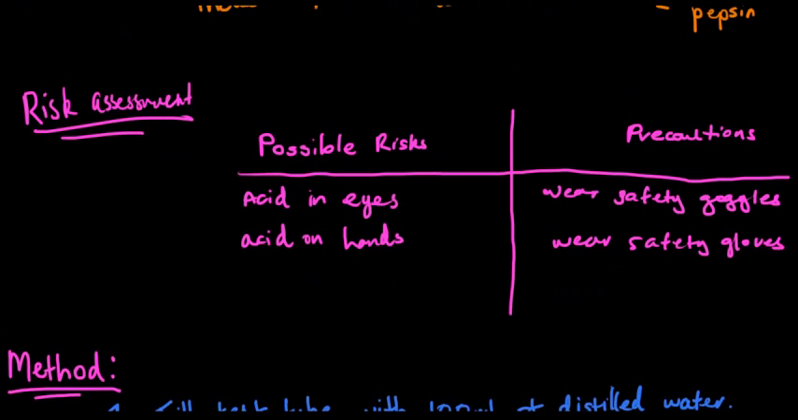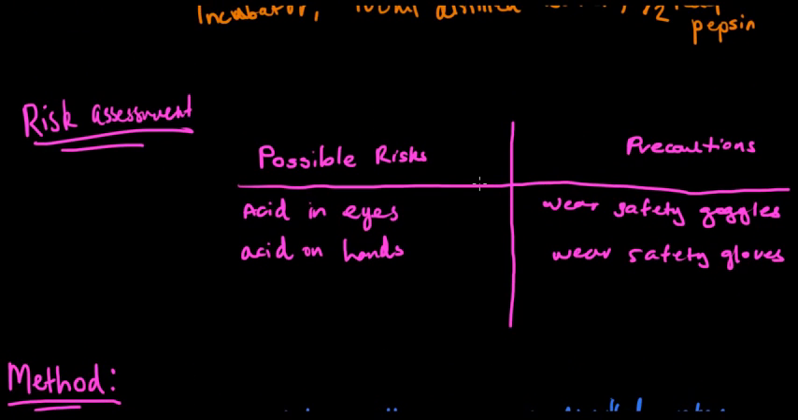Going on, here's my risk assessment. Obviously we are using acid, so that can be dangerous to the eyes, and to combat that, we can wear safety goggles. It can also be dangerous to our hands, and to counteract this, we can wear safety gloves.